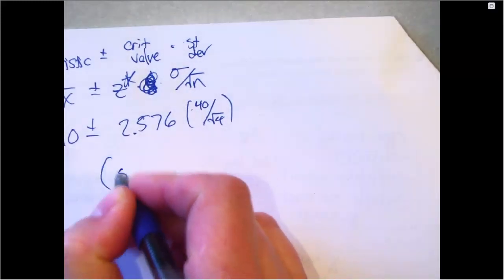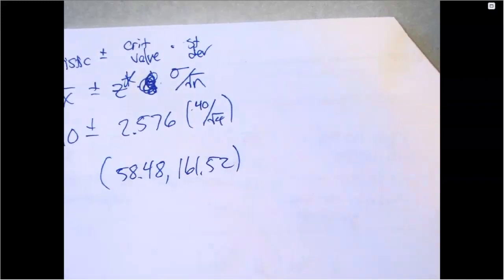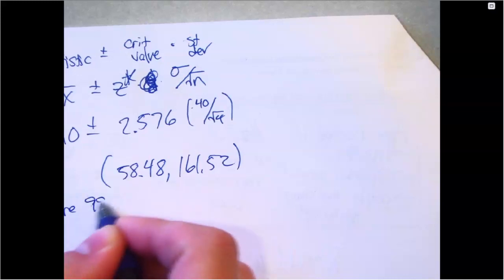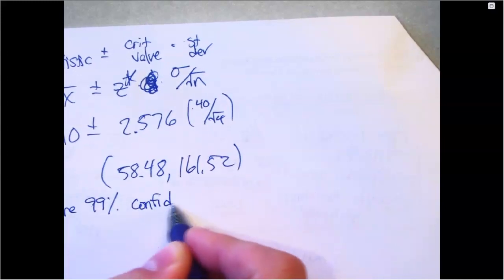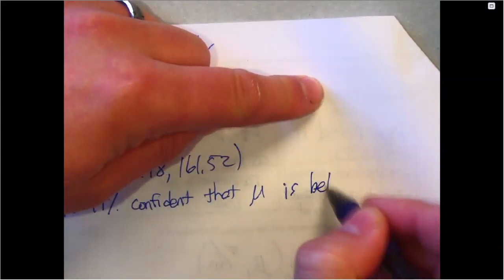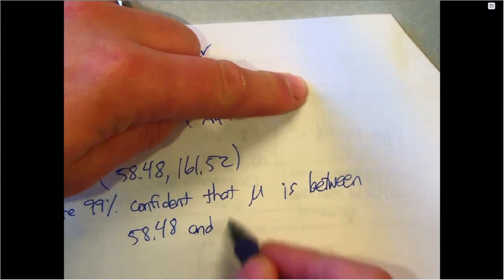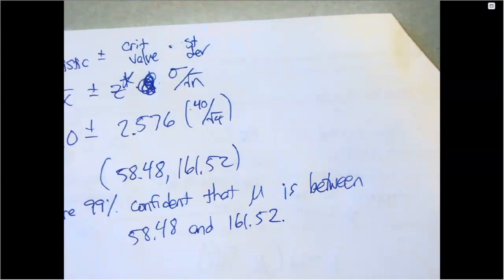Okay. So 58.48 to 161.52. So then we would conclude and say we are 99% confident that mu is between those two numbers, between 58.48 and 161.52. The reason that interval is so big is because that was such a small sample size. The bigger the sample size, the narrower your window.